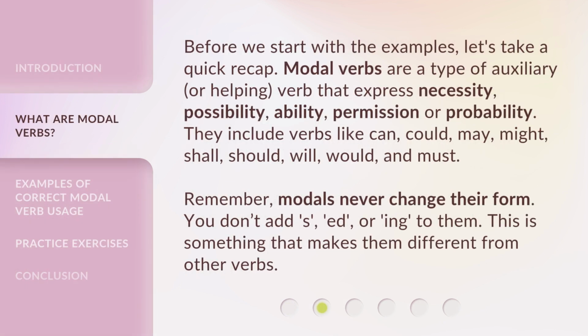Before we start with the examples, let's take a quick recap. Modal verbs are a type of auxiliary, or helping, verb that express necessity, possibility, ability, permission or probability. They include verbs like can, could, may, might, shall, should, will, would, and must. Remember, modals never change their form. You don't add s, ed, or ing to them. This is something that makes them different from other verbs.